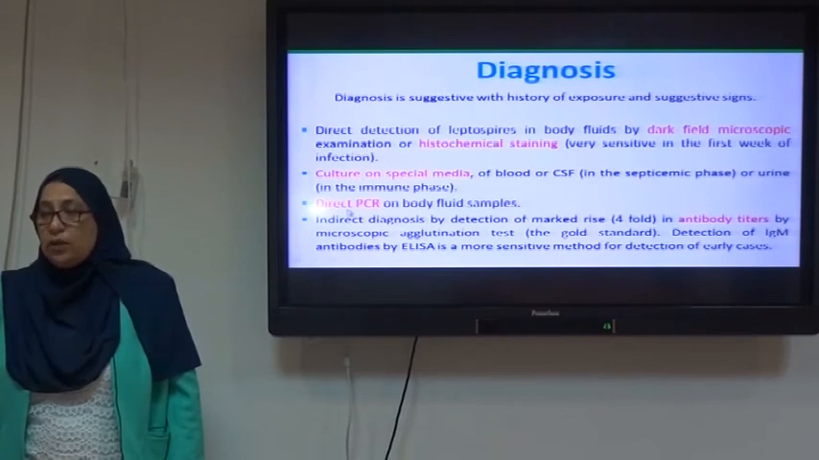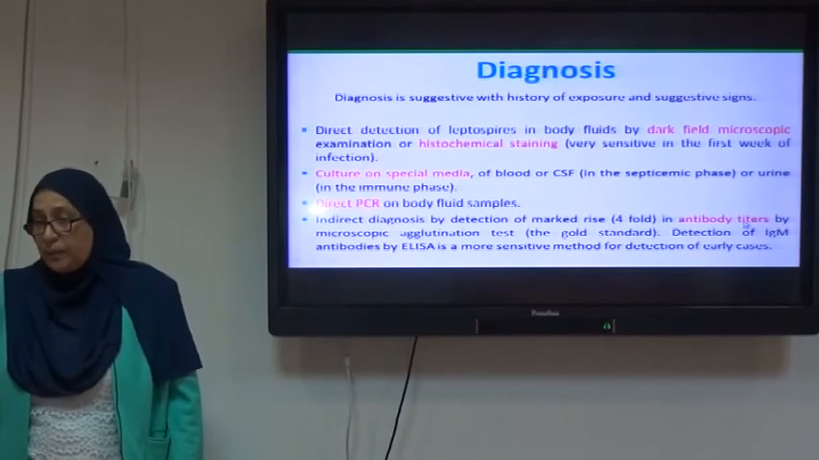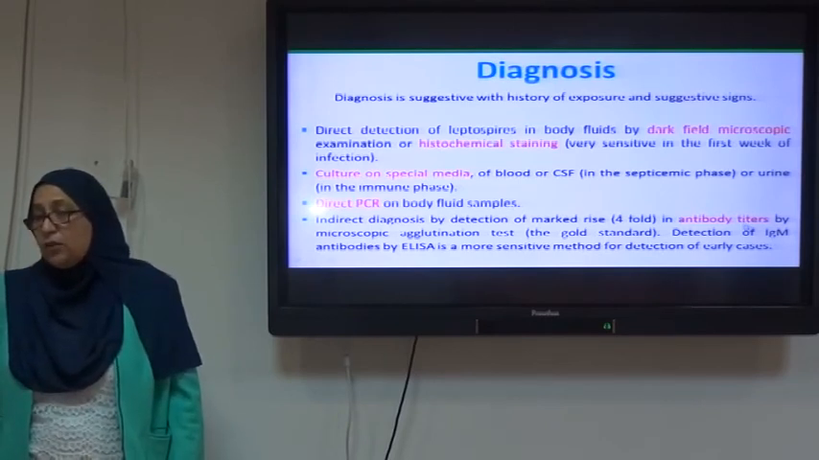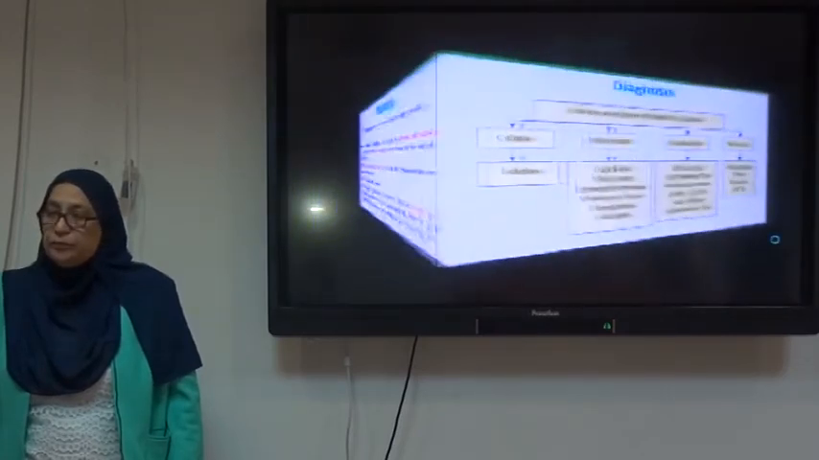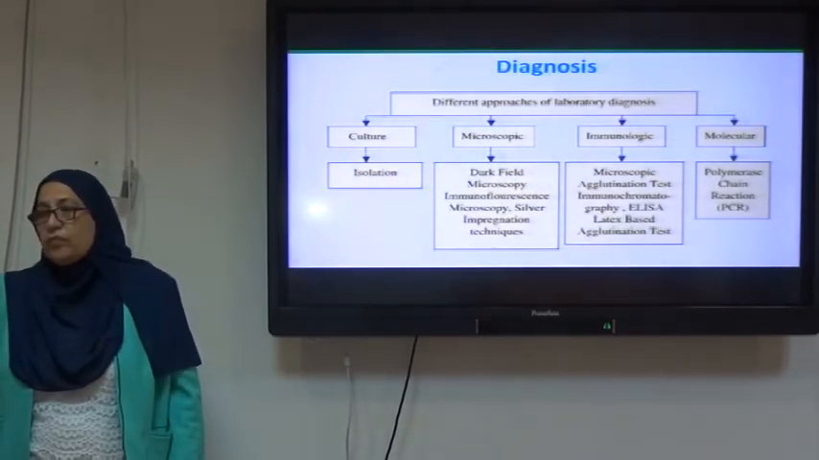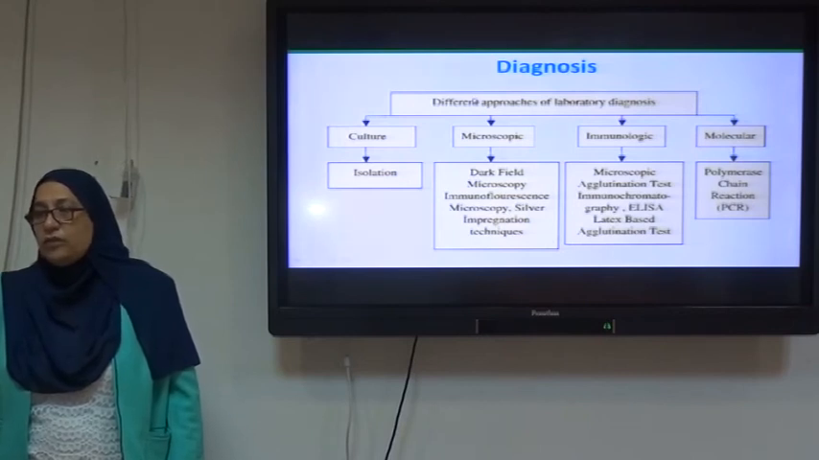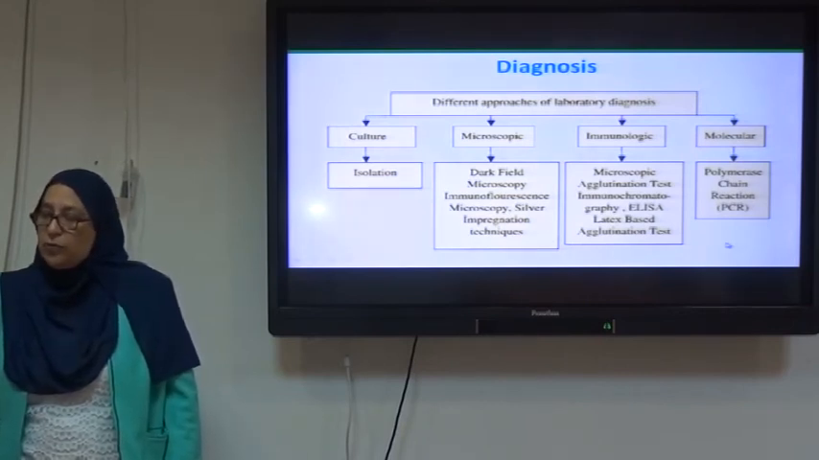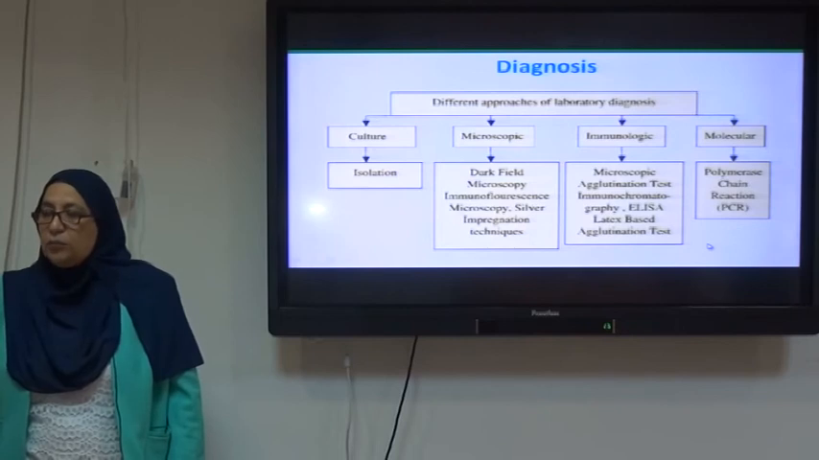Nucleic acid detection by PCR in body fluids. Indirect diagnosis by the detection of antibodies, a four-fold rising titer, or detection of IgM by ELISA in early cases. This is a simple chart for the different diagnostic approaches for the diagnosis of Leptospira.